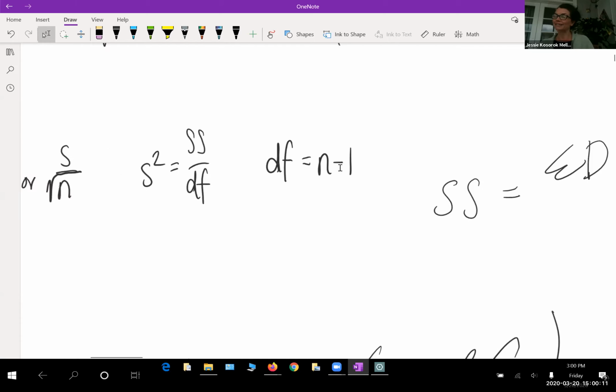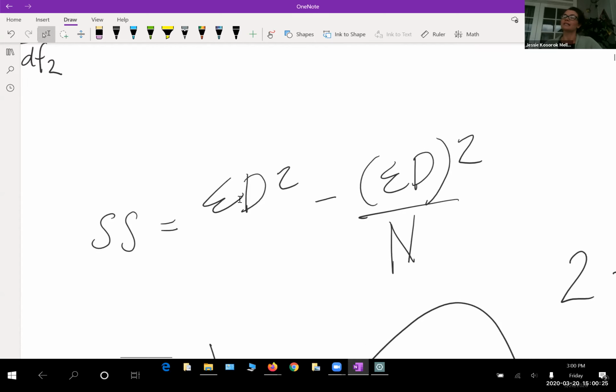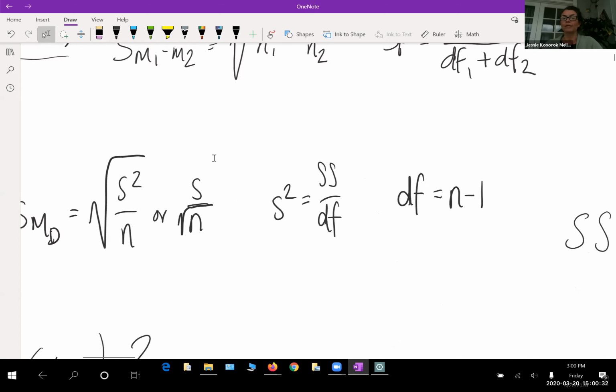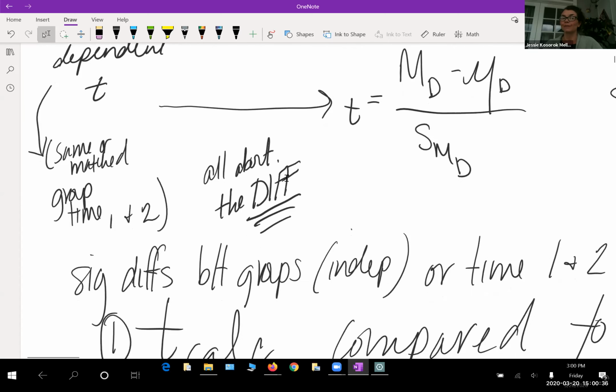Only now we're back to degrees of freedom n minus 1, because we're just interested in these different scores for these number of people. They don't count twice. It's the same amount of people each time. So to find the sums of squares, instead of x's, you're actually summing the differences. And so when you're looking at repeated measures, or dependent means, it's all about the difference. It's all about the d within the formula.